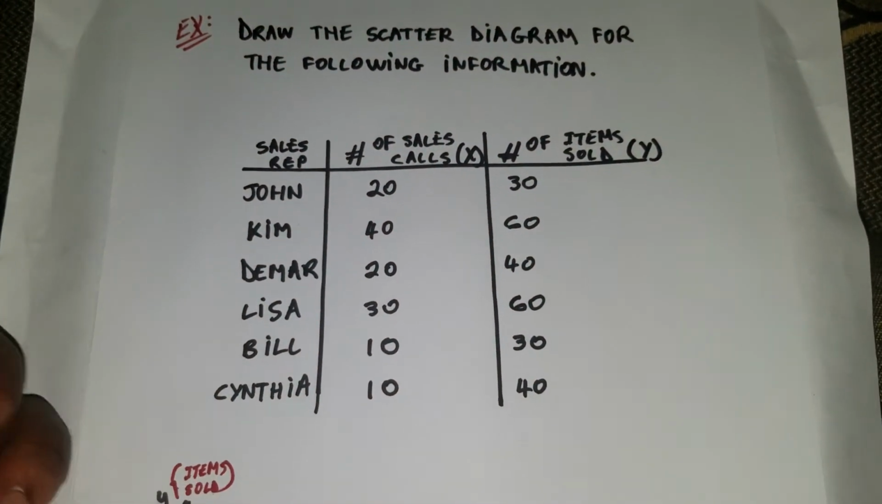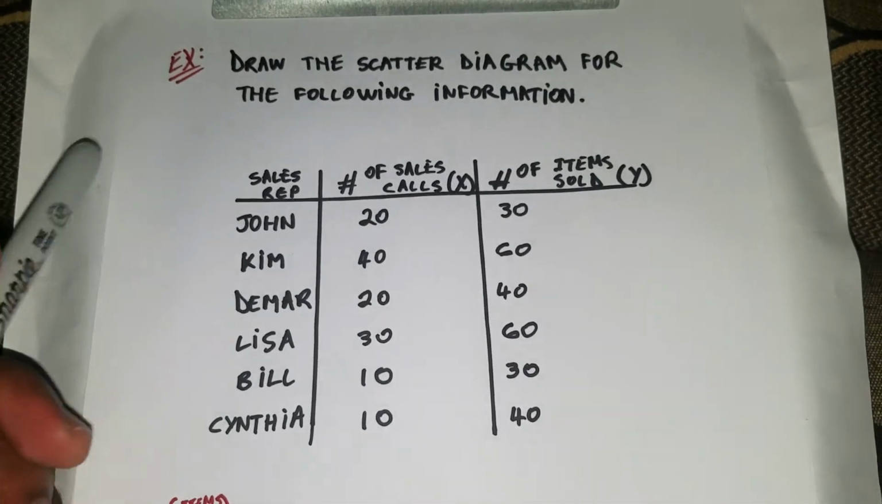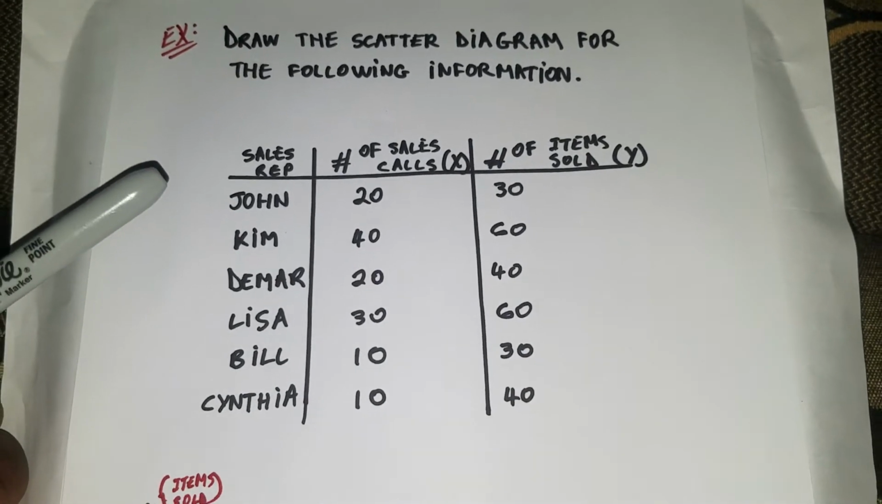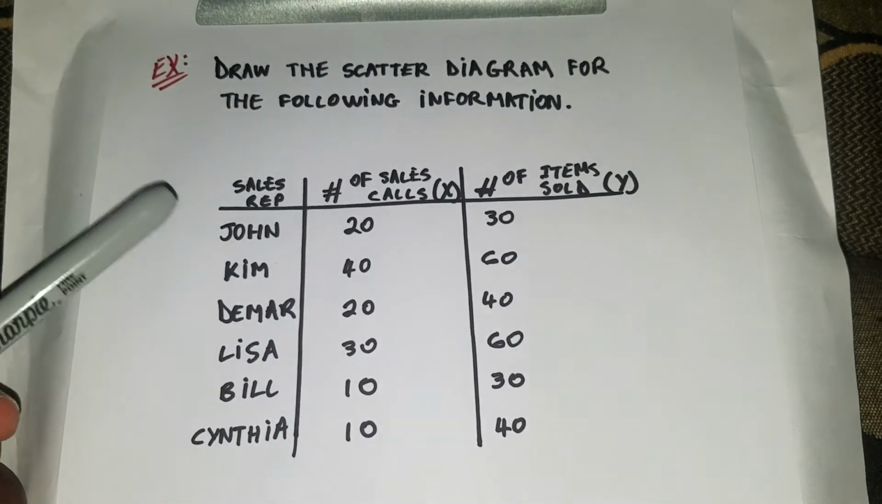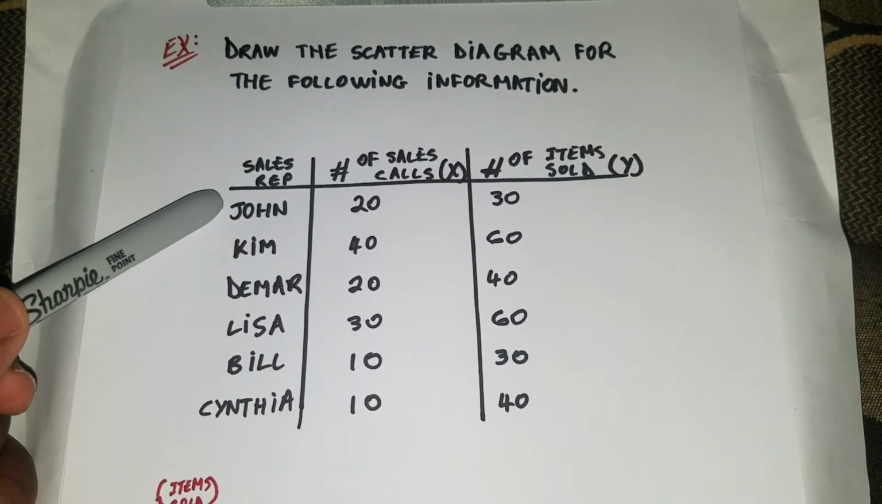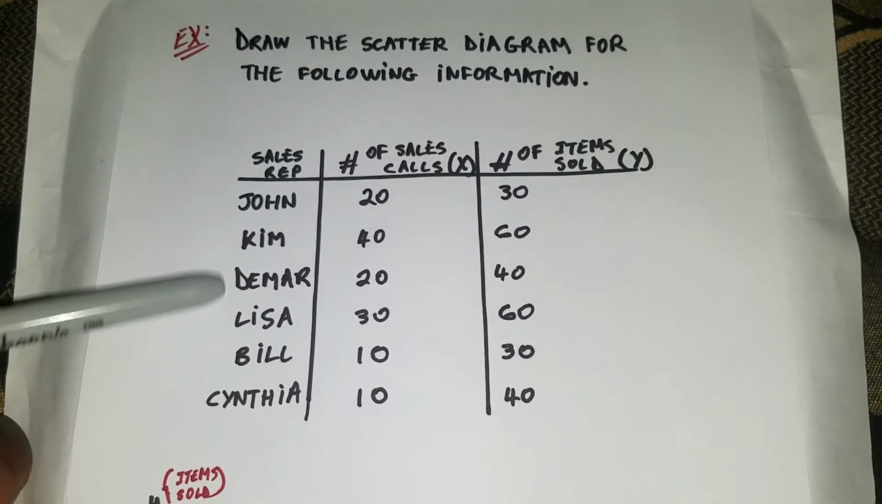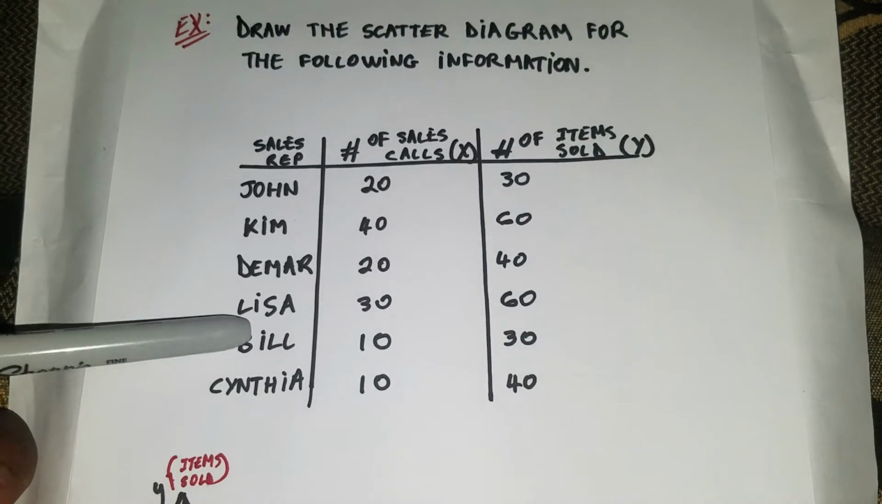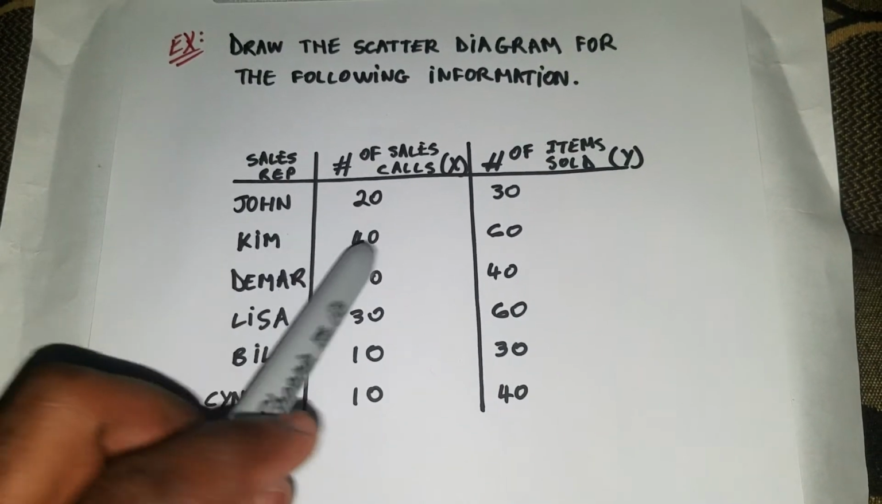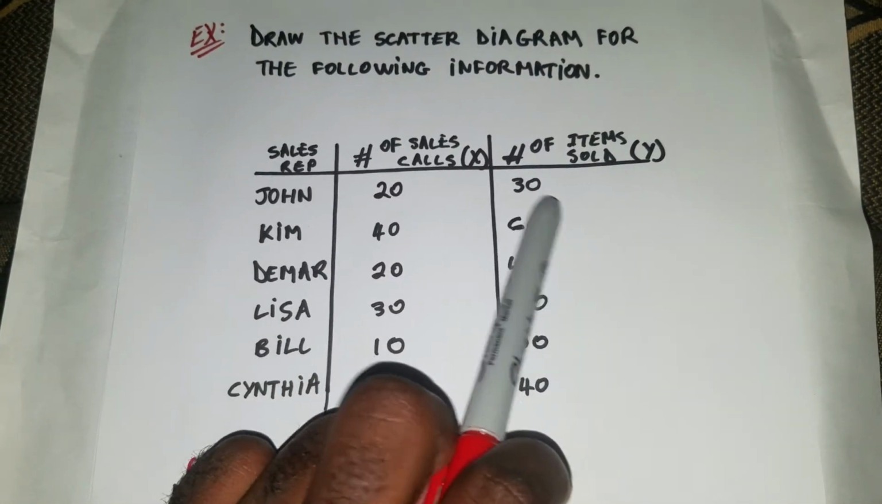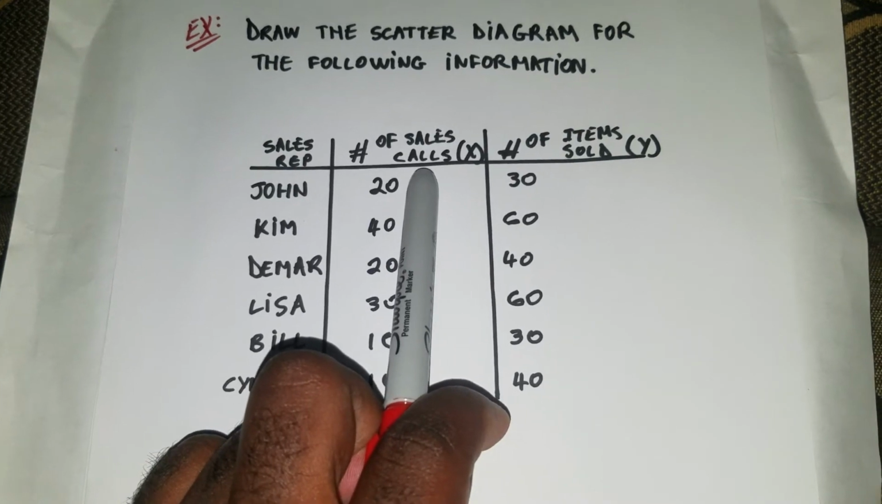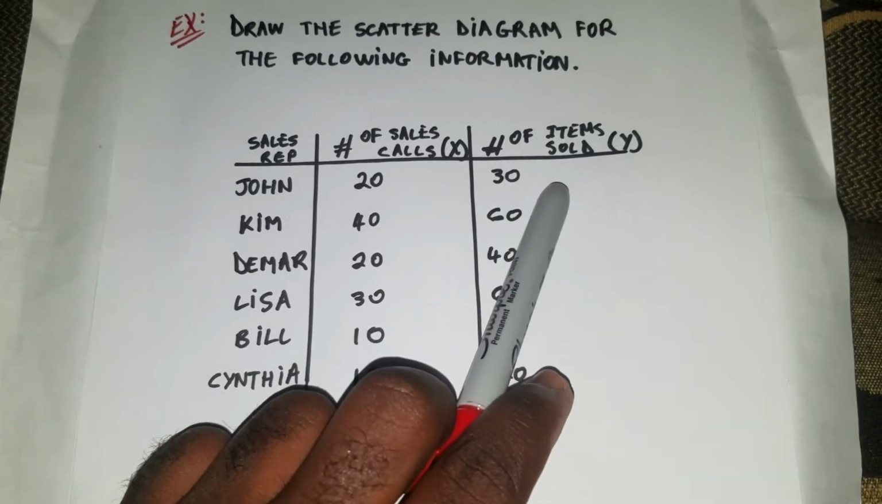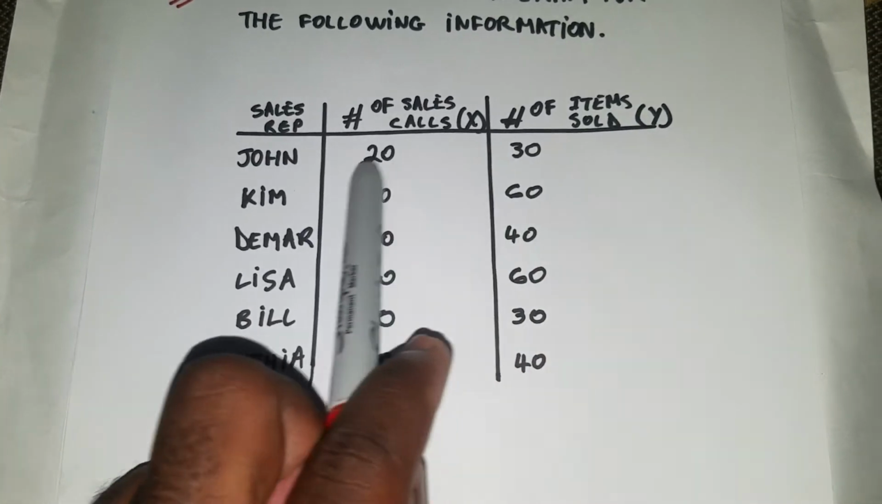In today's video, we'll be looking at an example of plotting a scatter diagram. Now, in this table, we see a few sales reps: John, Kim, Demar, Lisa, Bill, and Cynthia, and we see the two variables that we're analyzing: the number of calls the sales rep made versus the number of items the sales rep sold.